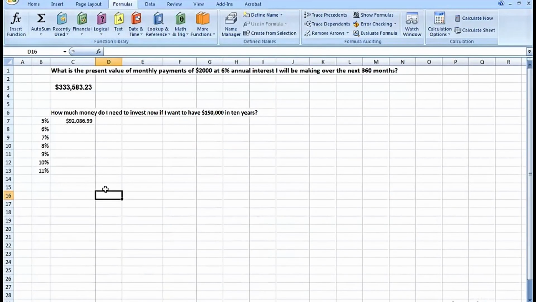Monthly payments of $2,000 at 6% annual interest that I will be making over the next 360 months. I'm probably talking about a house here. What's that money worth right now? There it is. How do we get to this value?